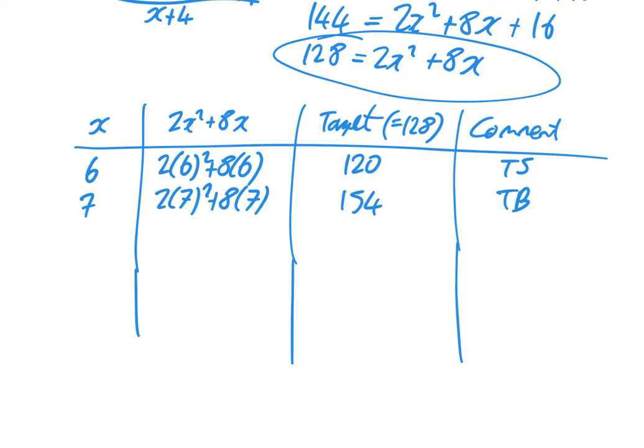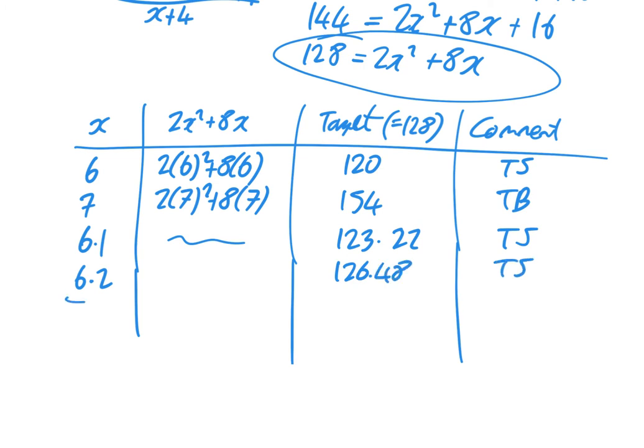So I'm guessing it's slightly closer to the 6. Again, I'm going to pause the video and play around with it a wee bit and see. Okay, so I'm going to try 6.1. So 2 times the 6.1 squared plus 8 times the 6.1 gives me 123.22. So just ever so slightly too small. So I'm going to try 6.2. So we'll edit that to 2 times 6.2 squared plus 8 times 6.2. And that will give me 126.48. So still too small.